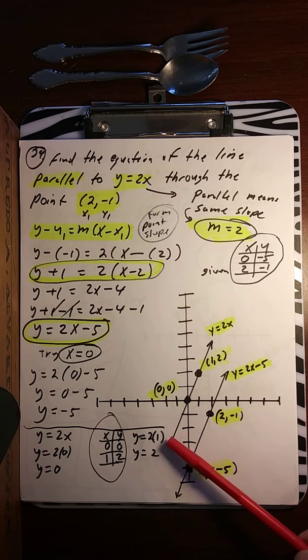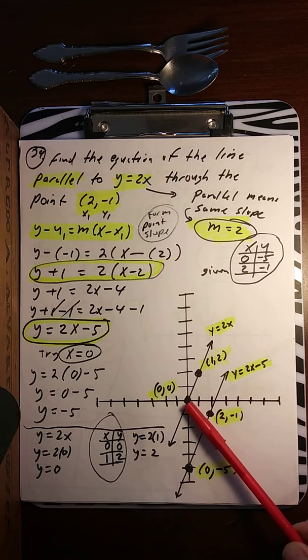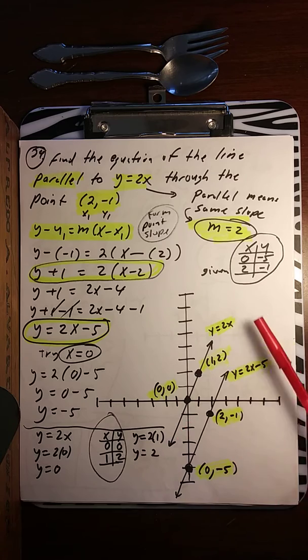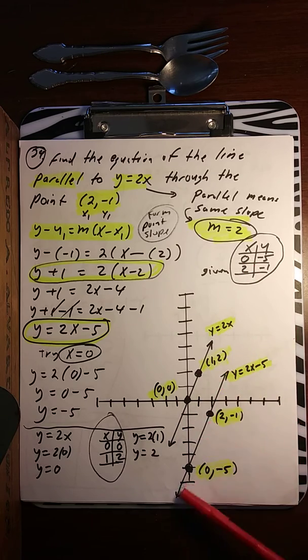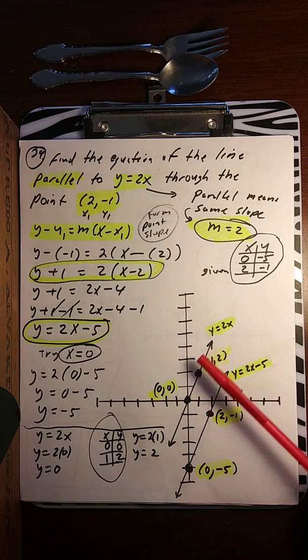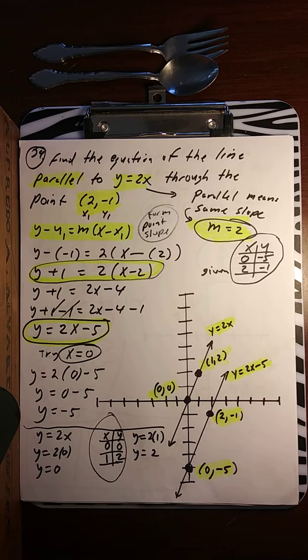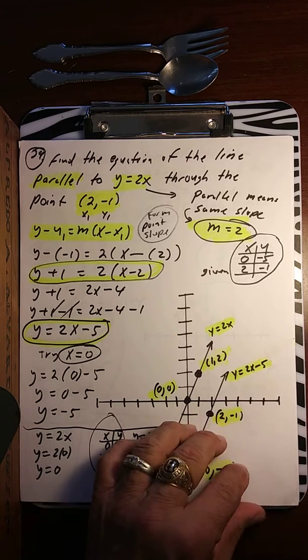If you put those points in the graph, (0, 0) and (1, 2), and then we put (0, negative 5) and (2, negative 1), you see that the lines are what? Parallel lines. They never intersect. There's no intersections. No solution between those two guys.